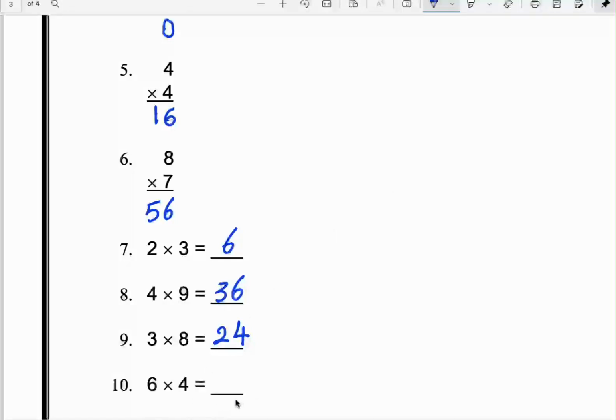Thank you, heroes. You can mute your mics. Mics off. Abdurrahman, mute your mic. 6 multiplied by 4 equals 24.